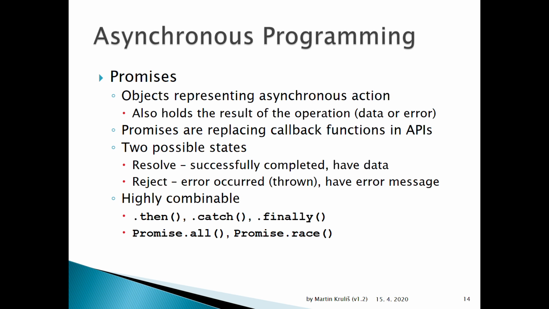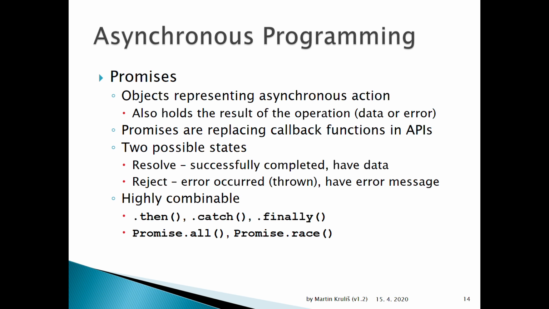A promise is basically an object that represents one asynchronous action. So it holds the action itself, and once the action is resolved, it will hold the result of the operation, which means either the actual data, the result, or an error which was triggered or thrown during the operation. Promises are intended to completely replace the callback functions in the APIs. So mostly we will be dealing with promises that handle asynchronous operations like AJAX asynchronous calls.